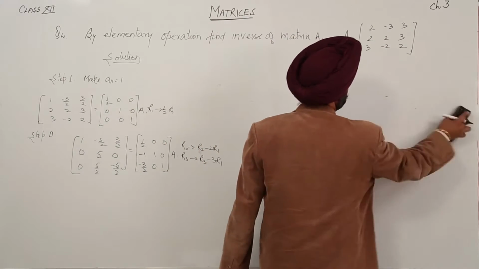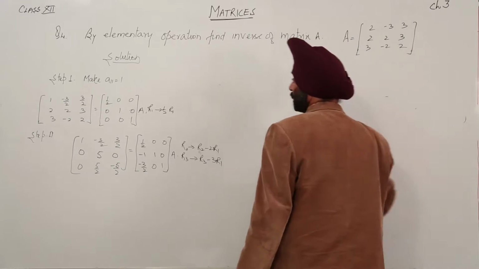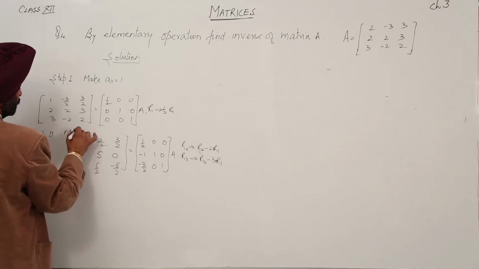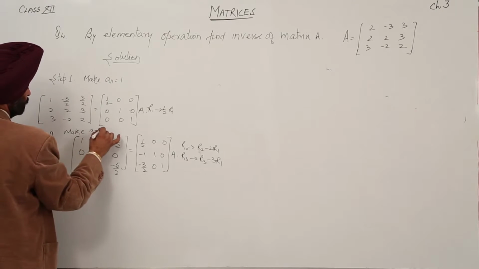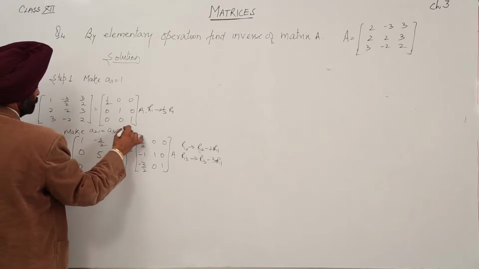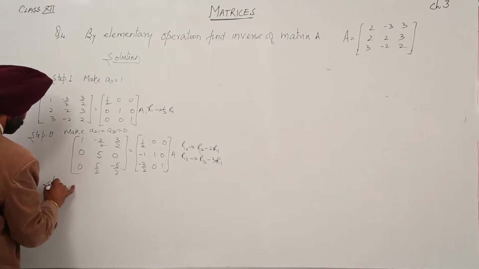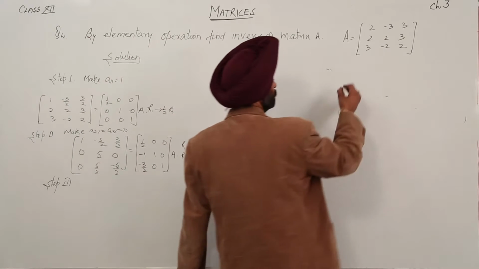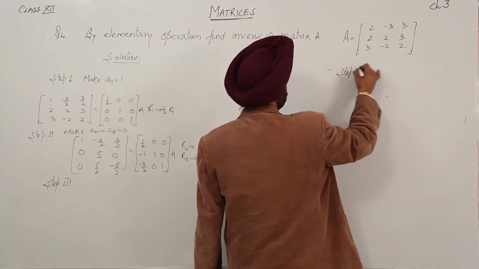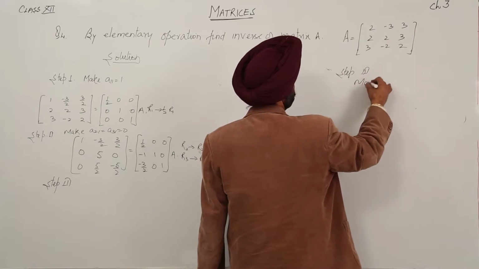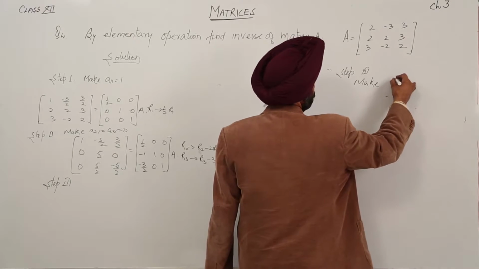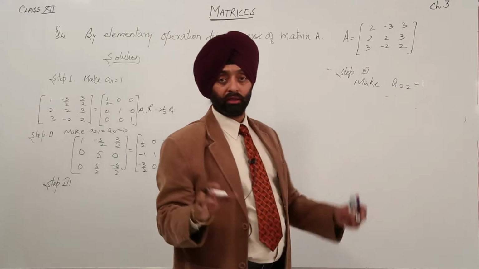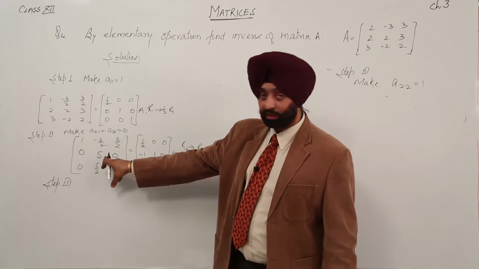Now for step 3, you can write here, make A21 equal to A31 equal to 0. Now step 3. Step 3 is what? Step 3, make A22 equal to 1. We have to make A22, now we have to make this a 1.